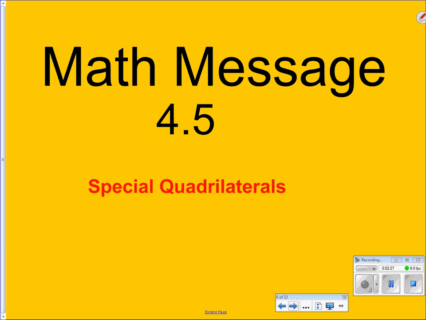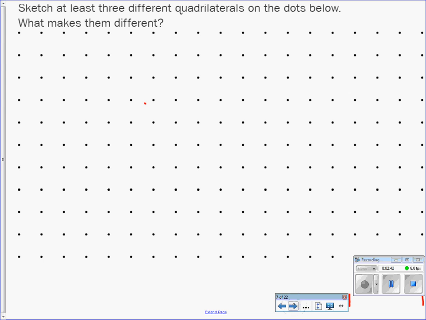All right, good job. So for our math message for lesson 4.5, we're going to be talking about special quadrilaterals. And remember that quad at the beginning means 4. All right, so on this one, all we're going to do is sketch at least 3 different quadrilaterals on the dots below. Okay, boys and girls, you can do anything you want just so there are 4 sides, because remember, a quadrilateral has 4 sides.